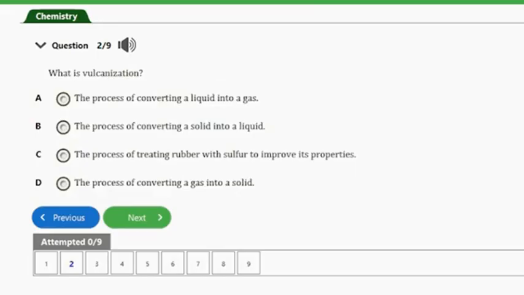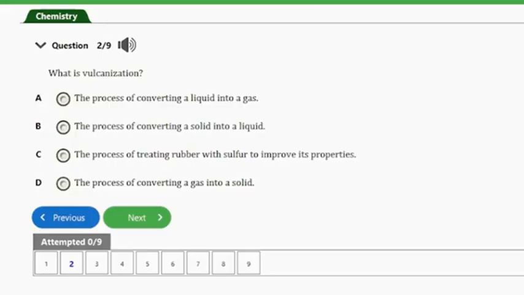Question number 2, it says, what is vulcanization? A, the process of converting a liquid into a gas. B, the process of converting a solid into a liquid. C, the process of treating rubber with sulfur to improve its properties. D, the process of converting a gas into a solid. So guys, the answer to this question is option C here.